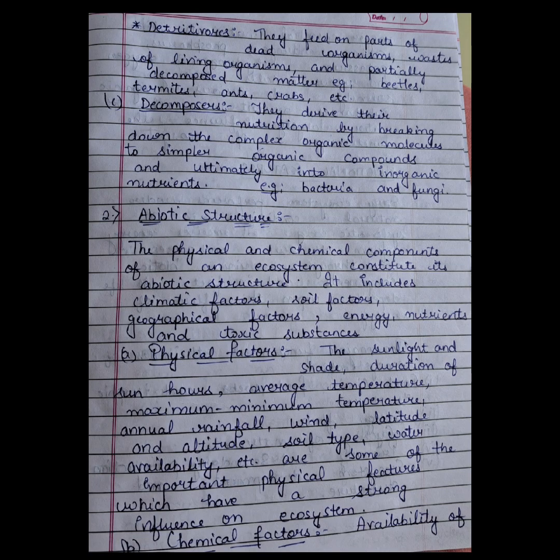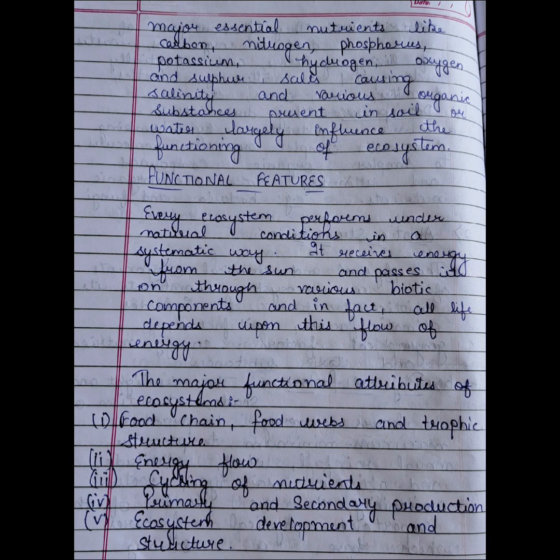Decomposers derive their nutrition by breaking down complex organic molecules to simpler organic compounds, for example, bacteria and fungi. Next is abiotic structure. The physical and chemical components of an ecosystem constitute its abiotic structure. The sunlight and shade, duration of sun hours, maximum and minimum temperature are all included in physical factors. On the other hand, availability of major essential nutrients like carbon, nitrogen, phosphorus are the chemical features of the abiotic structure. So here are the functional features of an ecosystem.